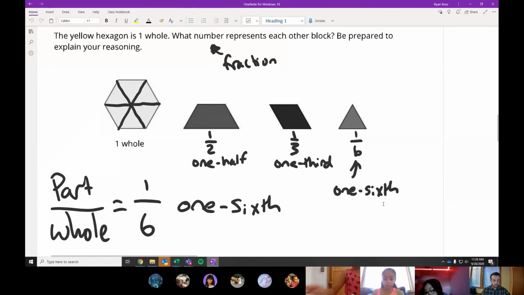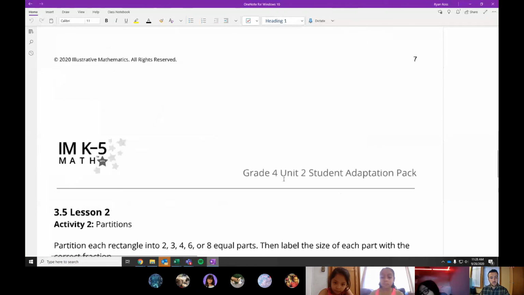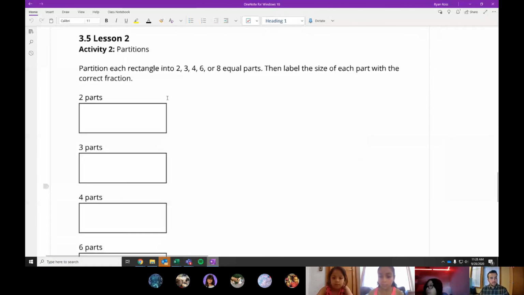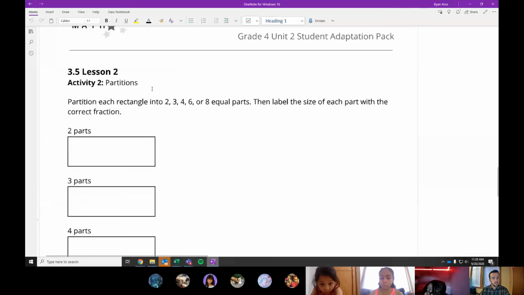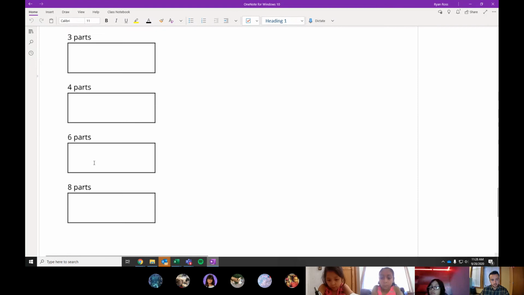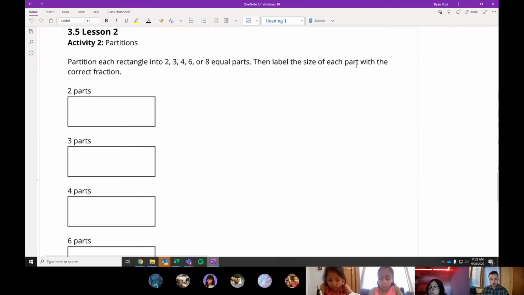Are there any questions here? No questions at all? Okay, so here's what we're going to do for homework. This was posted on Teams right before class. It's in your packet if you picked up packets. It says partition each rectangle, or cut/draw a line to separate into equal parts. Partition each rectangle into 2, 3, 4, 6, or 8 equal parts, depending on what it says. There's a few options here. Then label the size of each part with the correct fraction. So let's look at this first one together.